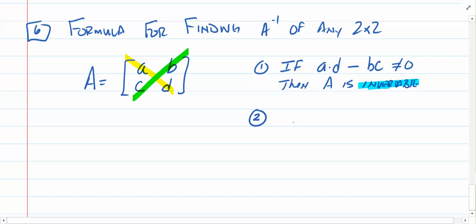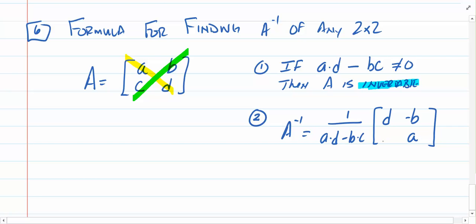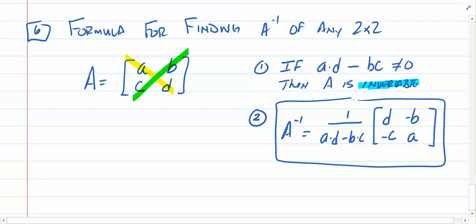Then number 2, the formula goes this. A inverse is going to be 1 over your product there, A times D minus B times C, multiplied by the matrix we just noticed. A and D switch places. So this is a D. This is your A. And then B and C switch signs. Negative B, negative C. So this is super important, but it only works for 2 by 2s. And it only works if AD minus BC is not equal to 0.